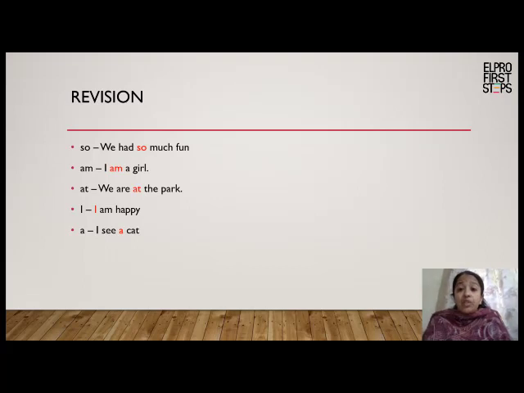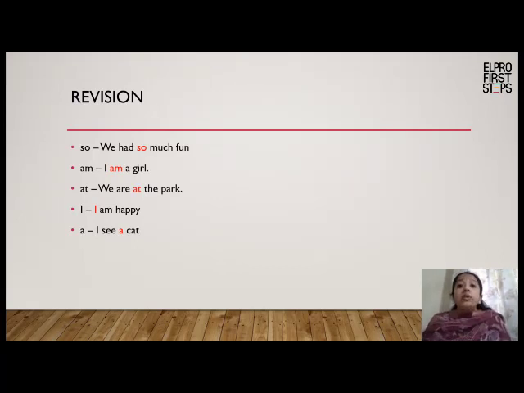The first sight word was so. Then the next was am. Then at. I and a. We have a sentence with each sight word. So, let's read up. So, we had so much fun. Am. I am a girl or I am a boy. At. We are at the park. I am happy. A. I see a cat.